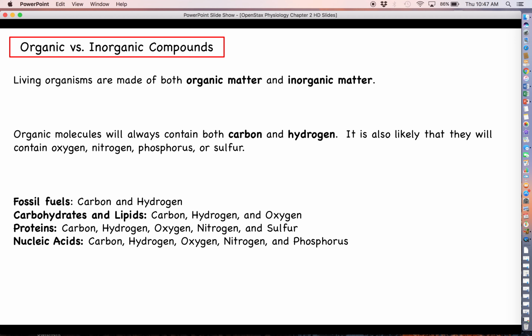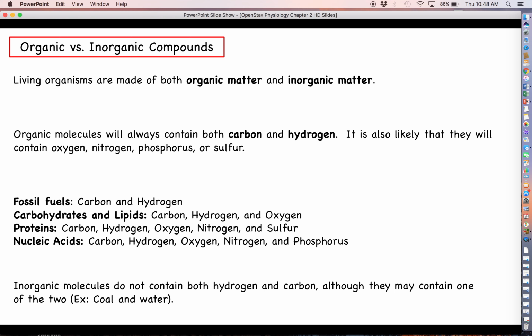Carbohydrates and lipids, as we are going to study them later on in this chapter, will contain carbon, hydrogen, and oxygen. Proteins, which again we will cover later, contain carbon, hydrogen, oxygen, nitrogen, and sulfur. And then nucleic acids, the DNAs and the RNAs of the world, are going to contain carbon, hydrogen, oxygen, nitrogen, and phosphorus. So the thing that hopefully you'll notice that all four of these different classes of molecules have in common is the carbon and the hydrogen. And as we indicated, that is how we define what an organic molecule is.